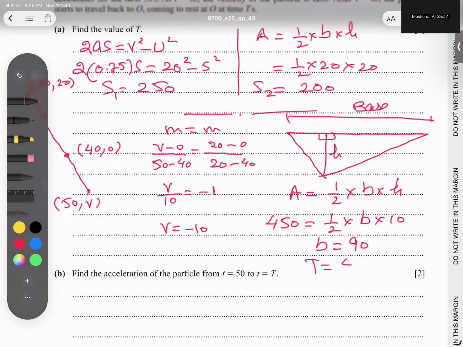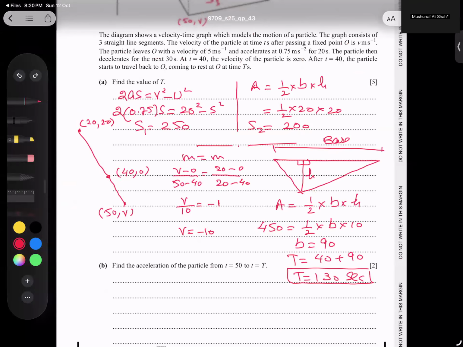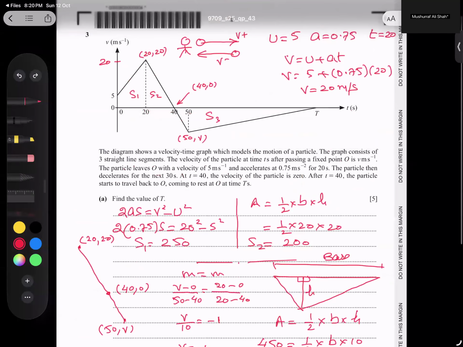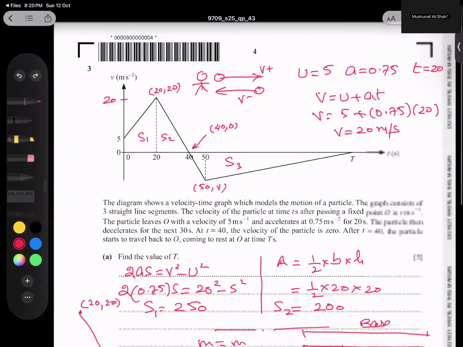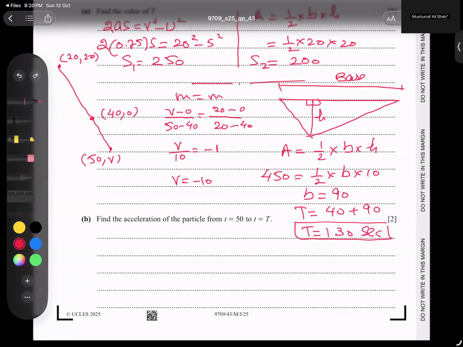Alhamdulillah Rabbil Alameen. Second method: if you find the gradient from here, then you can find the equations of motion also to get the velocity. That way you have the acceleration for it. Starting velocity 20, last velocity we don't know, and time is 30. We can find it even that way. So it works. Now the last part of the question: find the acceleration of the particle for this time interval. Not a hard job.